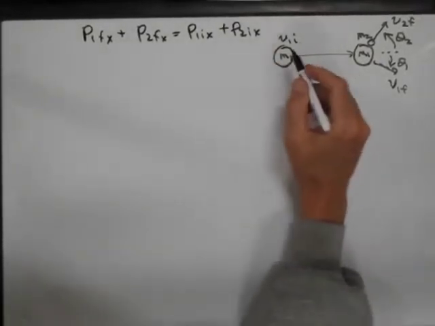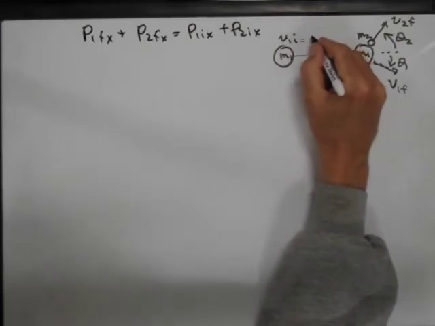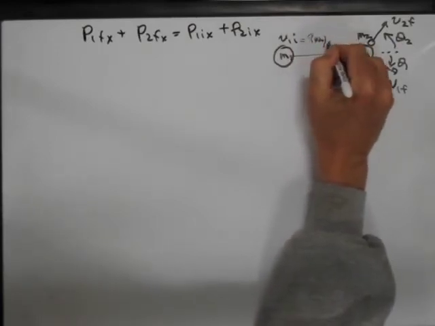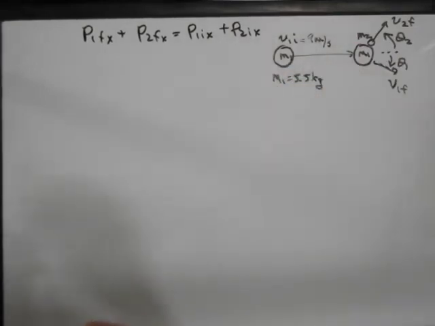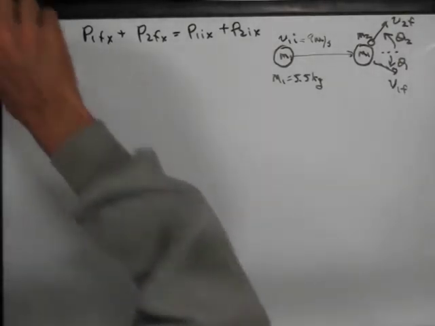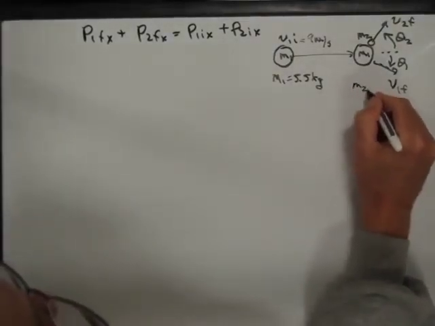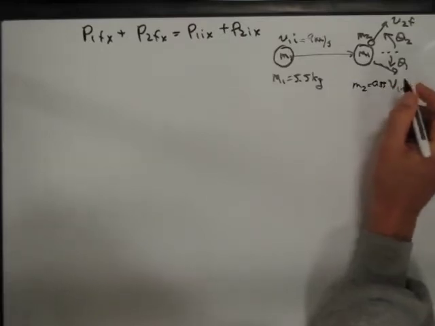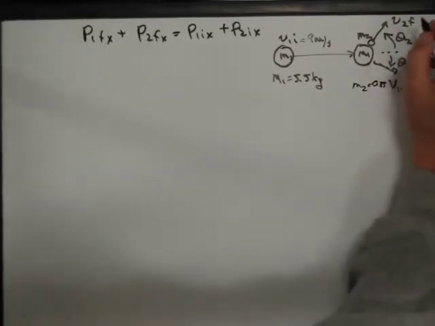Okay, so here's my 5.5 kilogram bowling ball traveling at 9 meters per second. So this is M1 equals 5.5 kilograms. And then M2 is 0.85 kilograms. So M2 equals 0.85. And V2 final is 15 meters per second.